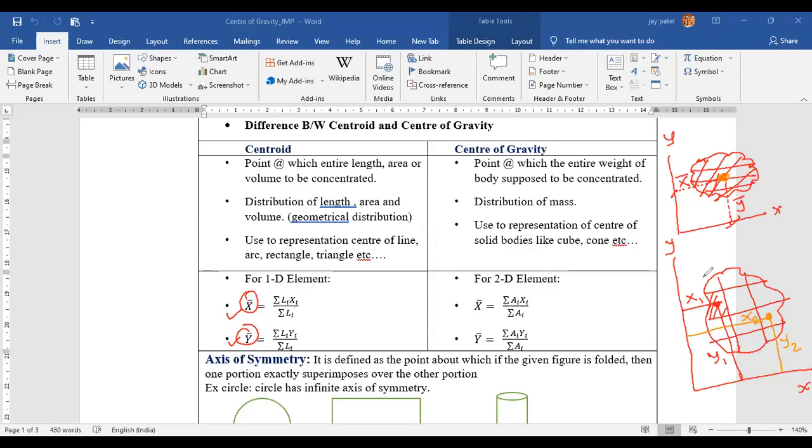If you are going to consider part number 1, you have to consider the length of part number 1 and the center of gravity of part number 1. If you are going to consider part number 2, you have to consider L2, X2. Is it clear or not? Please confirm. इतना clear है? Okay, fine. चलिए.